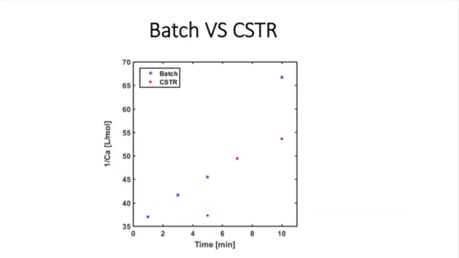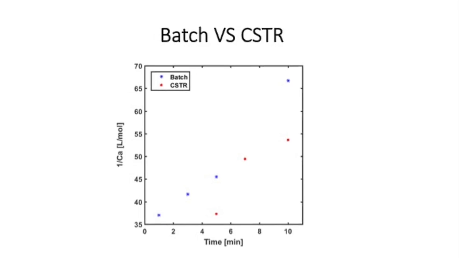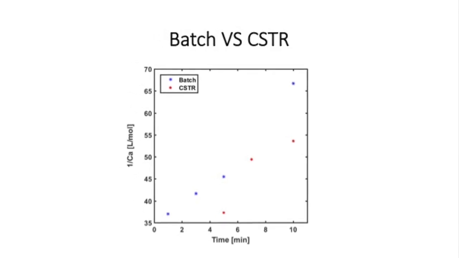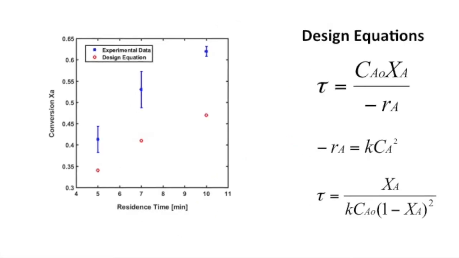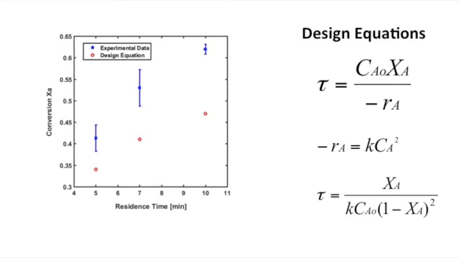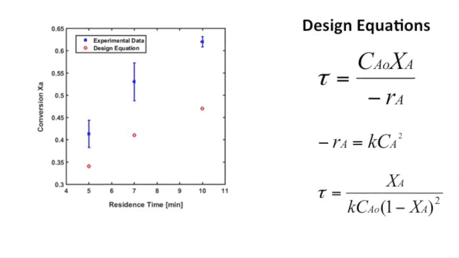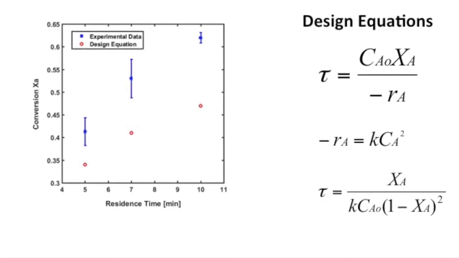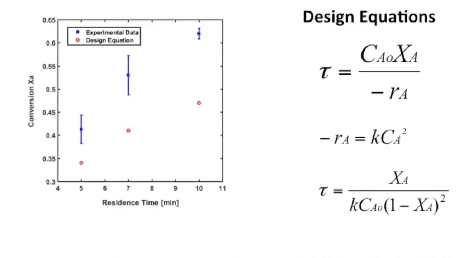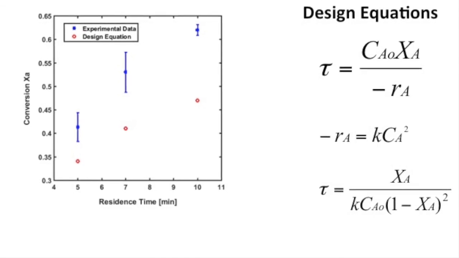We compared the reaction kinetics from the batch experiment and the CSTR experiment. The experimental data was compared with the theoretical data by using the reaction rate constant found in literature. The conversion was obtained from the experimental data and the design equation of a CSTR. The discrepancy was caused by experimental and operational error.